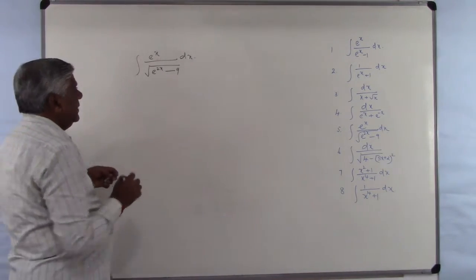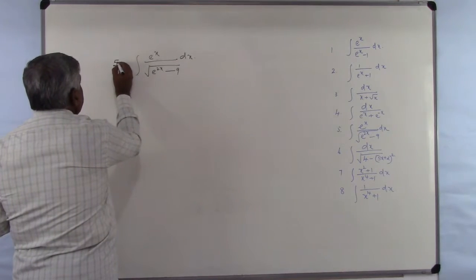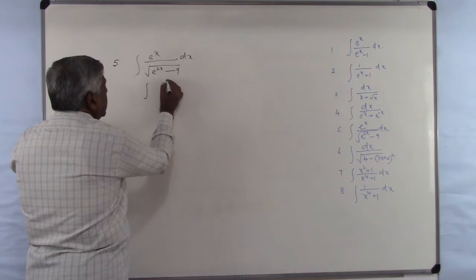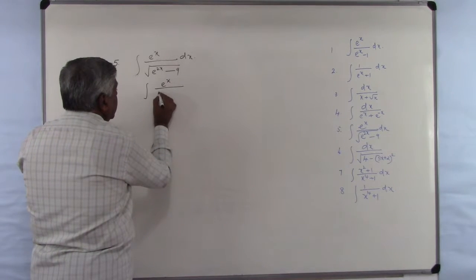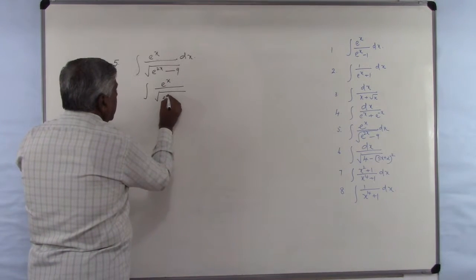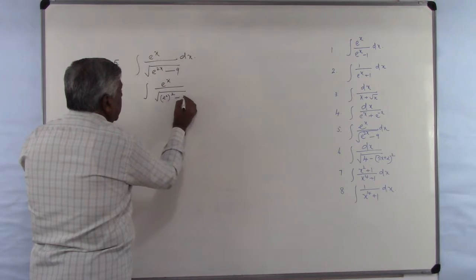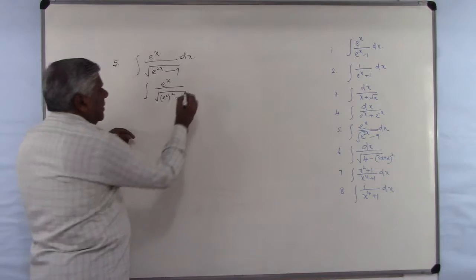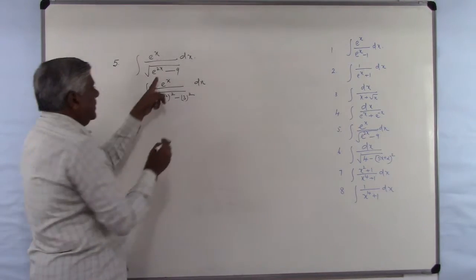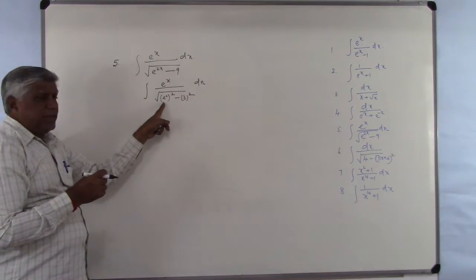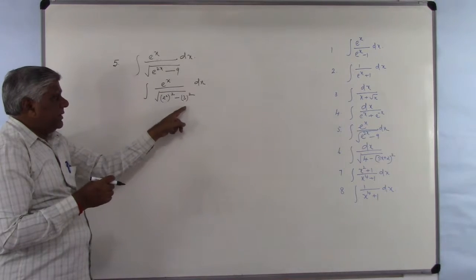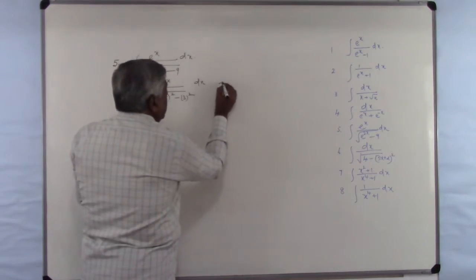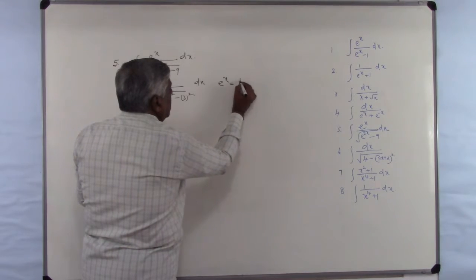Now we shall see the fifth problem. Now here I am writing like this: e to the power of x divided by the square root of (e to the power of x) whole square minus 3 square. We can write this problem like this: e to the power of 2x can be written as (e to the power of x) whole square, minus 3 square. Now put e to the power of x is equal to t.